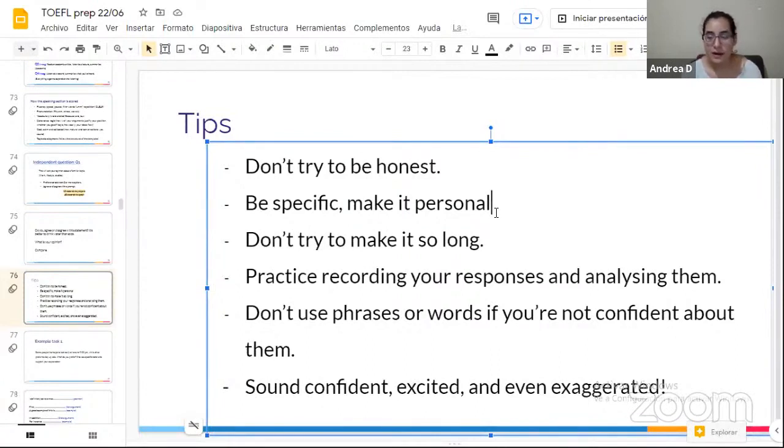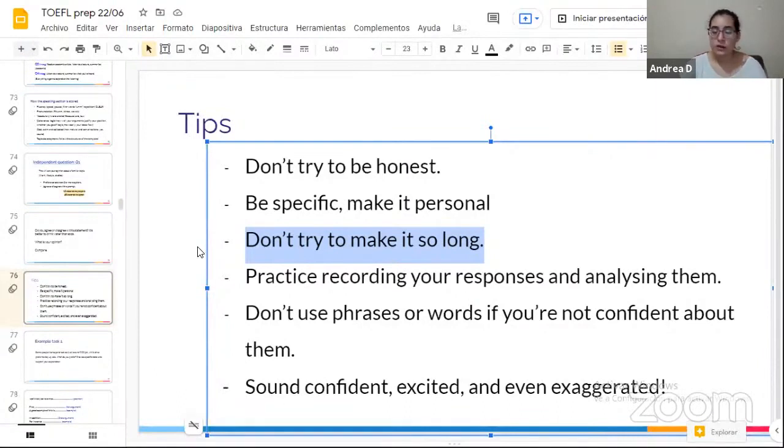Now, you don't have that much time. 45 seconds is almost nothing. So don't try to make it so long. And I think that the best thing you can do is focus on just one or two things and elaborate on them.